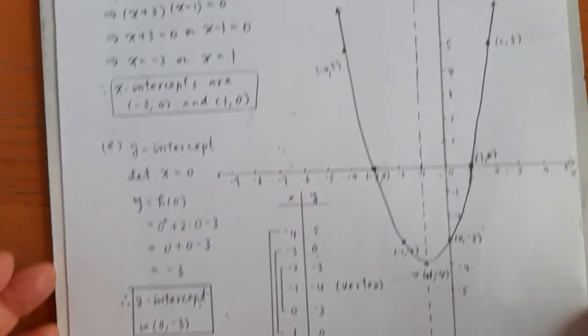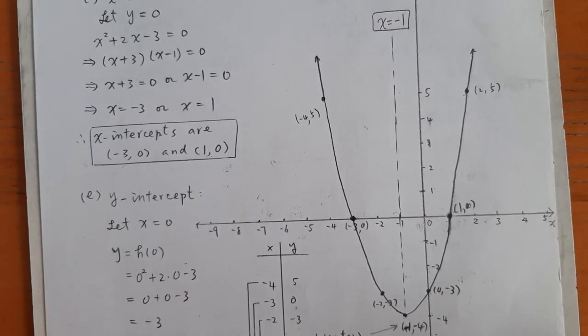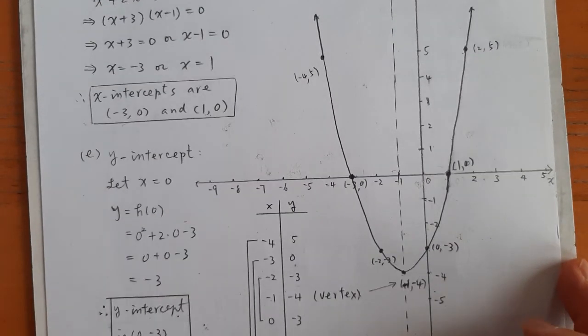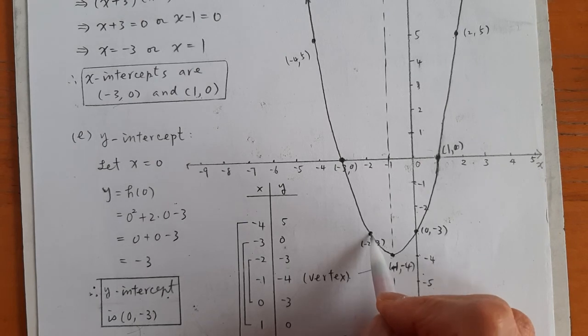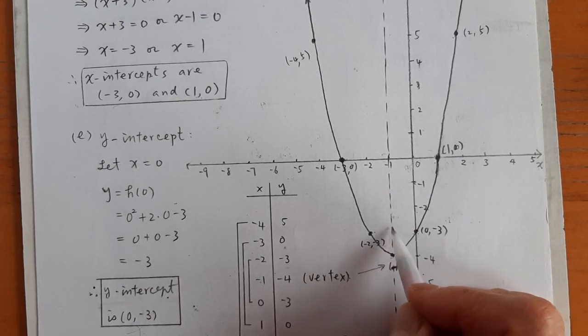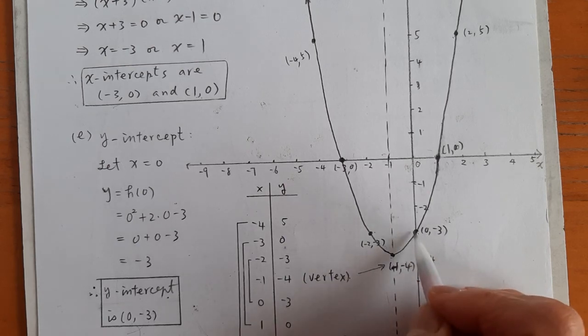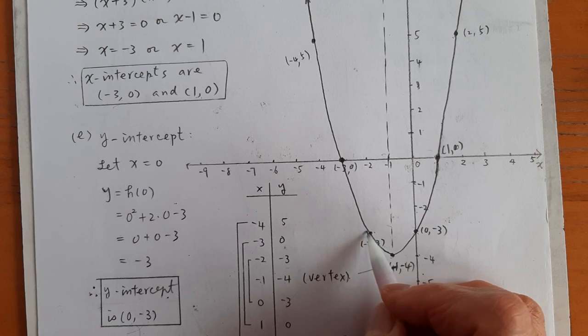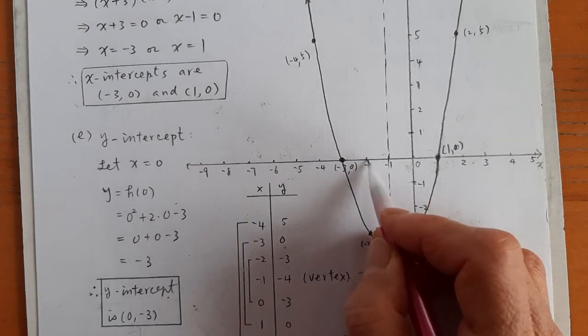Now we need to plot more points, and you can get this point from symmetry: from the axis of symmetry, 1 unit to the right, then 1 unit to the left, which is negative 2.